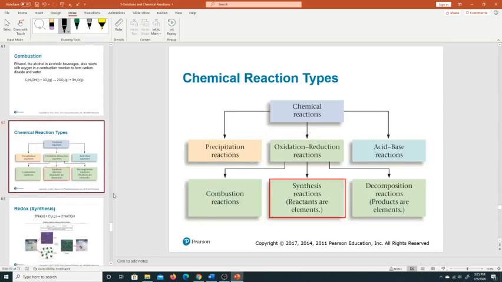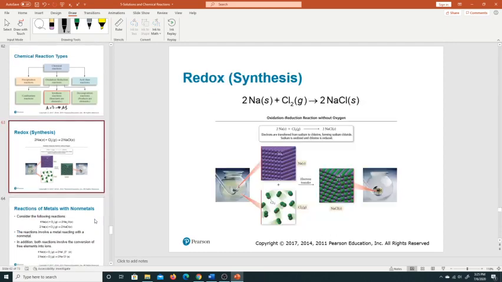Alright, synthesis reactions. Synthesis reactions involve the combination, typically of elements, to make something more complicated. They're the general form of A plus B makes AB. So here's an example: sodium metal reacting with chlorine gas to make sodium chloride.